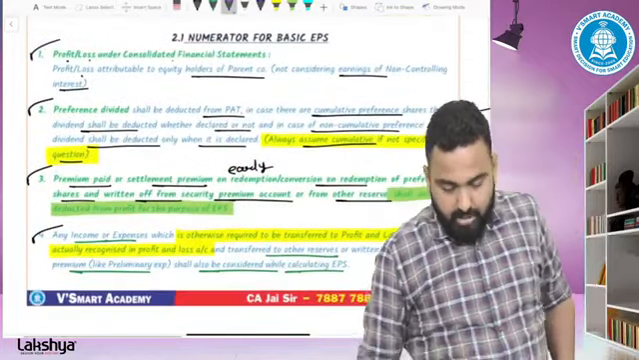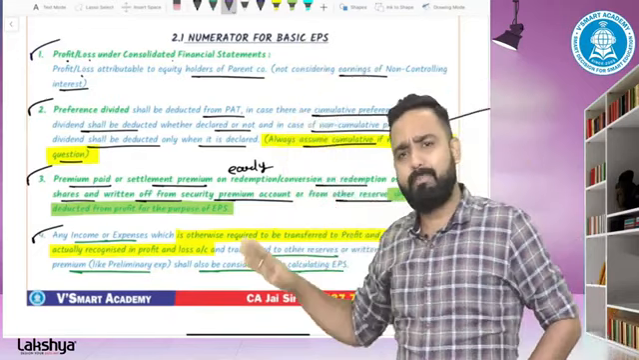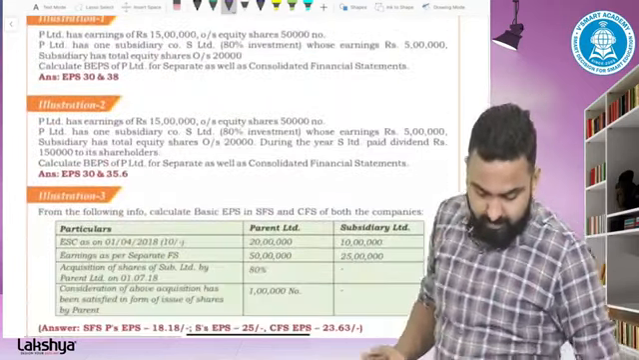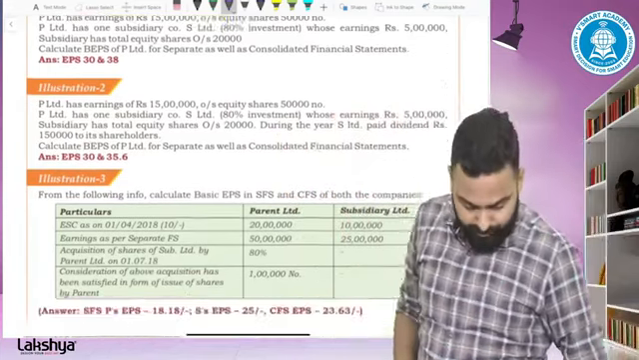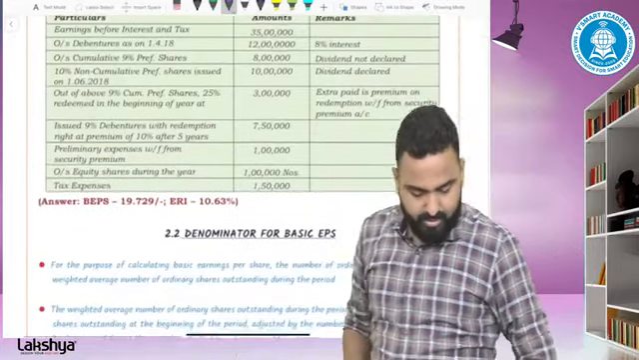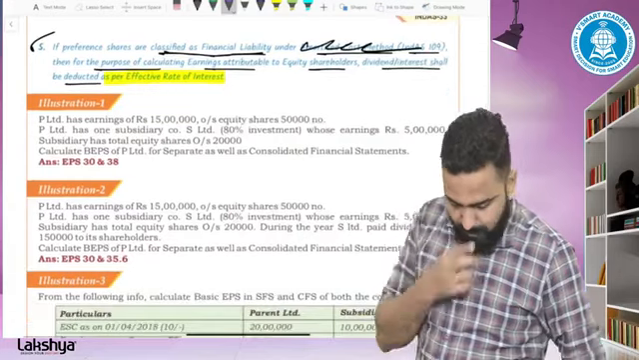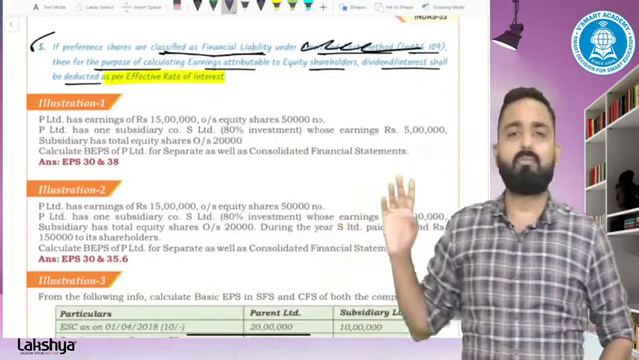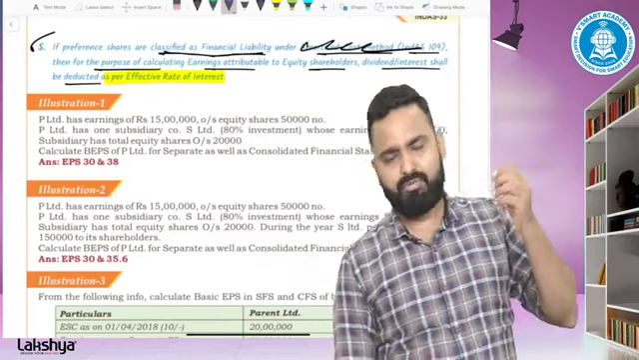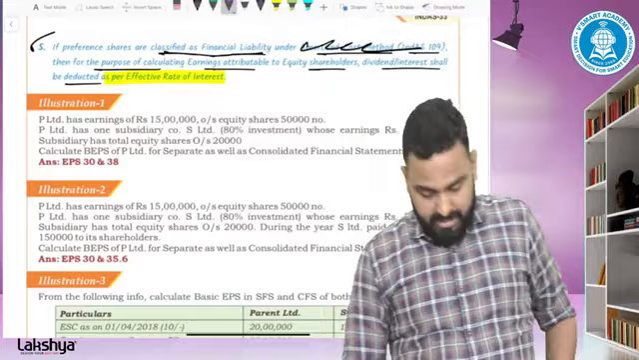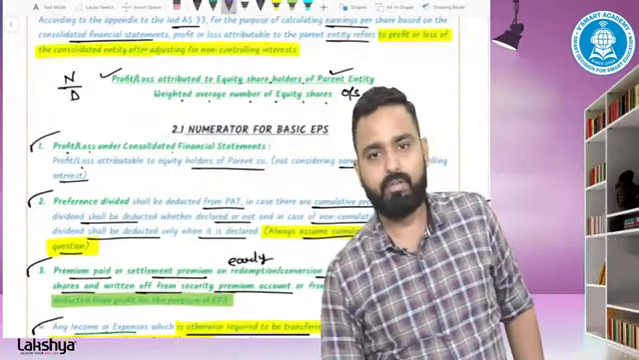Okay. Now the discussion on the numerator part, the theory portion of the numerator part, is over. We'll discuss some questions, some small illustrations also. Now give me 2 minutes only, and if you want, you can just revise the entire thing. Revise it please.